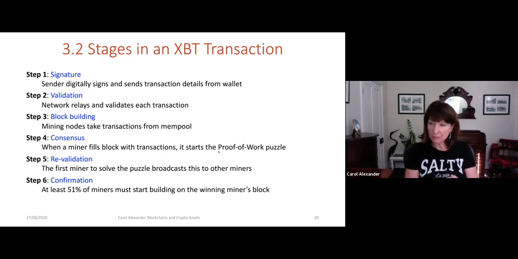So if you've sent something from your wallet, you'll eventually receive something: transaction confirmed. And that will mean that at least 51% of the miners have started building on the block that your transaction is in.